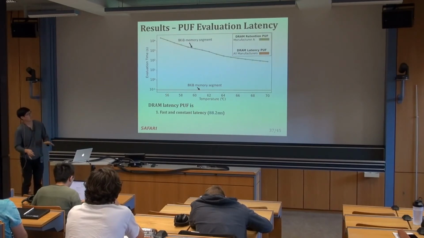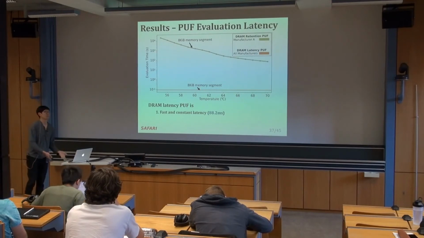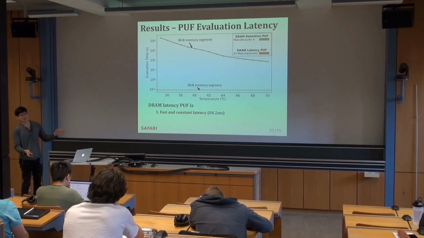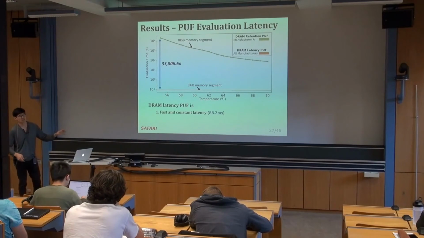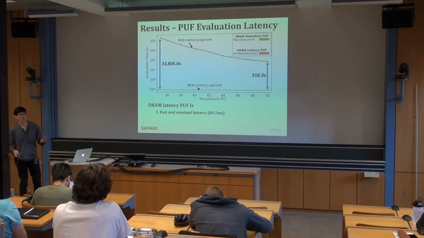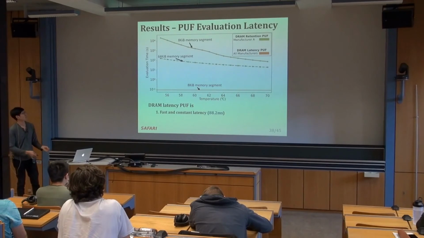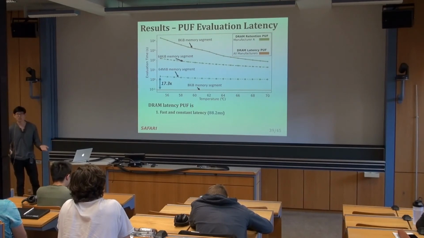We then look at the same PUF memory segment size for the DRAM retention PUF and show the evaluation time for those PUFs. Here at the lower temperatures, we see orders of magnitude of speed up, and at higher temperatures, we still see a pretty significant speed up compared to the previous PUF. We then try increasing the retention PUF segment size, and we still see significant speed up improvement. We increase the size yet again, and it's still an order of magnitude or more, regardless of the temperature.